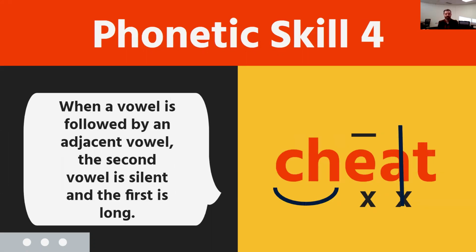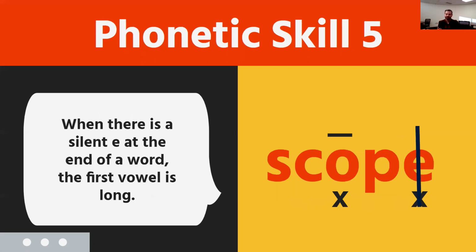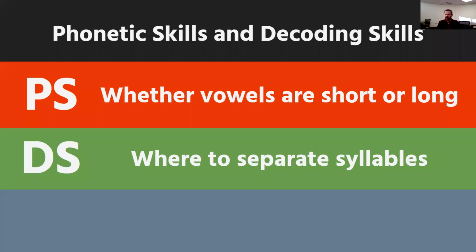Phonetic skill 4 says that when we have adjacent vowels, the second vowel will be silent and the first will be long, such as the long E in the word cheat. And phonetic skill 5 says that when there's a silent E at the end of the word, the first vowel will be long if there is only one guardian consonant between them. And so we get the O in this word will make the long O sound, scope. So we've learned about the 5 phonetic skills, and we use the 5 phonetic skills to determine whether a vowel will be a short vowel or a long vowel.